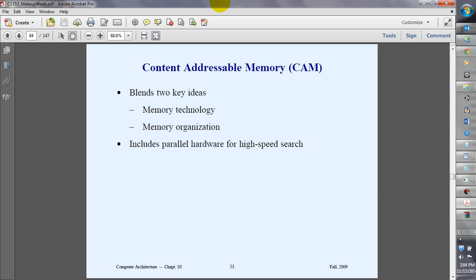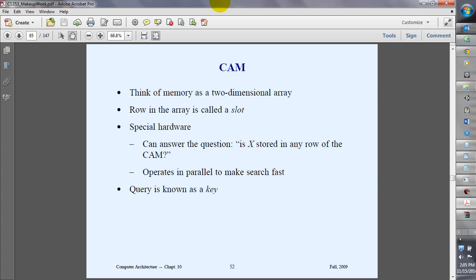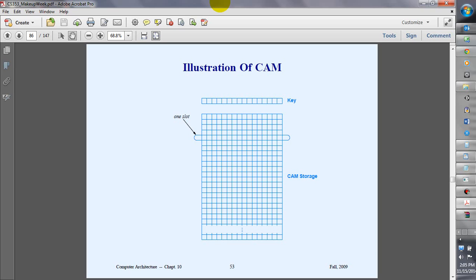The CAM is also known as the Content Addressable Memory. This is combining two key ideas, which is technology and organization. It includes parallel hardware for high-speed searches. If we think of all our memory as a two-dimensional array, we can call each row a slot, and then we can use special hardware to determine if X is stored in any row of the actual CAM, and we can operate this in parallel. So we can query each one of these slots in parallel. So here's a slot that's being queried. So it's providing a memory technology and an organization for the memory.